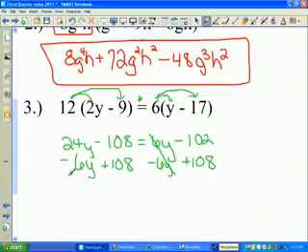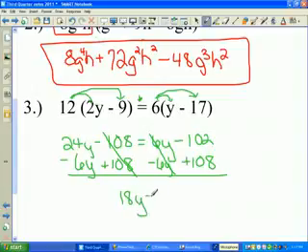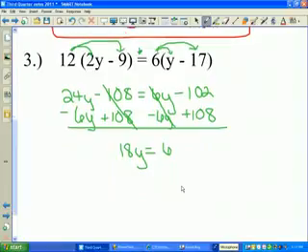I know normally a lot of people do this step in two different steps. But for us, we can actually do this in one clean swoop. So now, 24 minus 6 gives me 18y equals a negative 102 plus 108, which will give me a positive 6. And I'm solving for y.